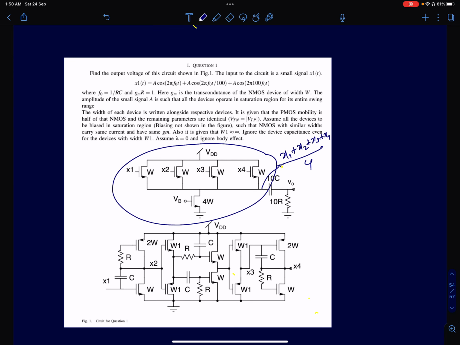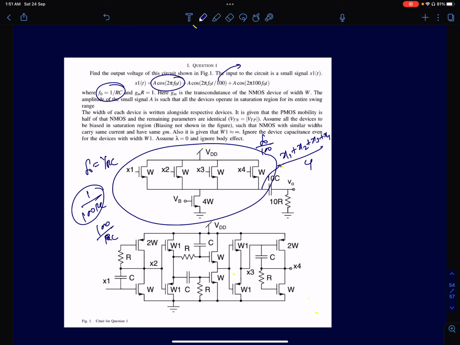There are three frequencies here. F0, which is given as 1 by RC. The second sinusoid is F0 by 100, which is 1 by 100 RC. The third frequency is 100 by RC. So these are the three frequencies given in the circuit. Now our job is to analyze, with F0 given as 1 by RC, what the response will be for all three. I'll first start with 1 by 100 RC.